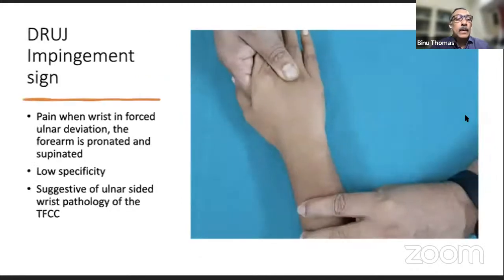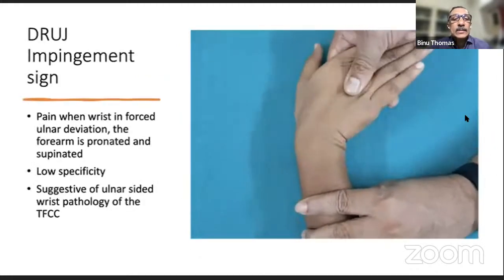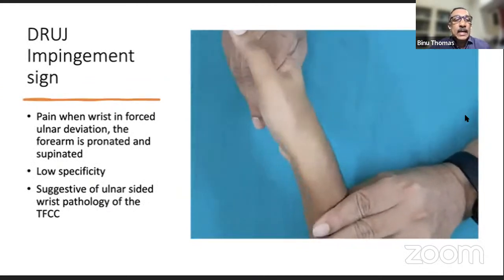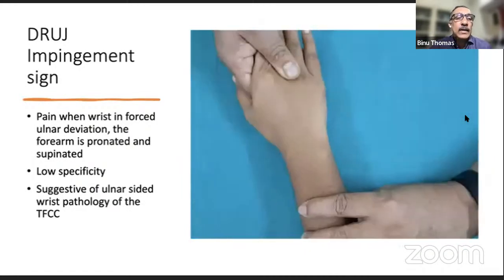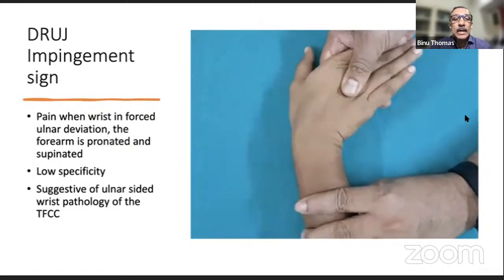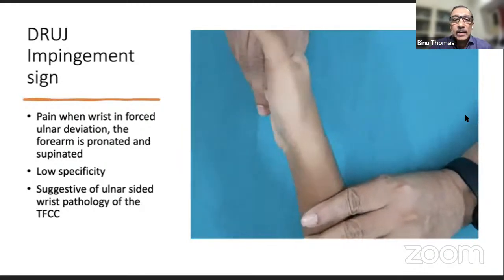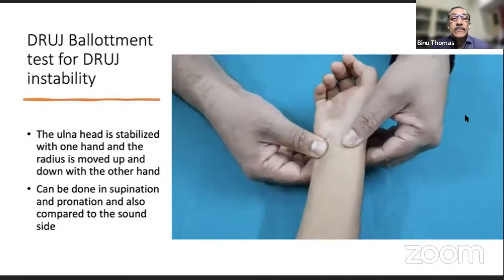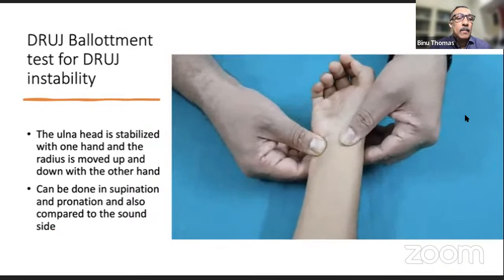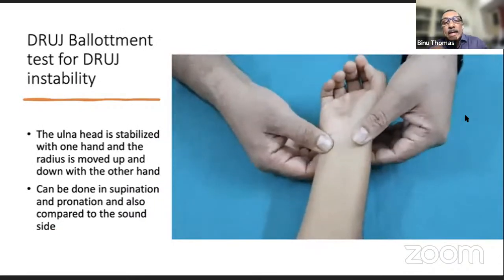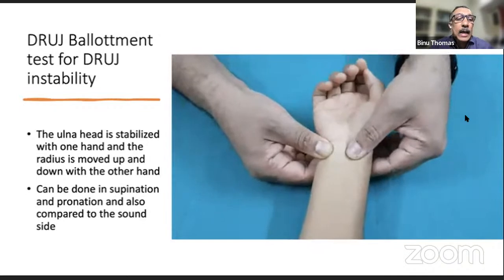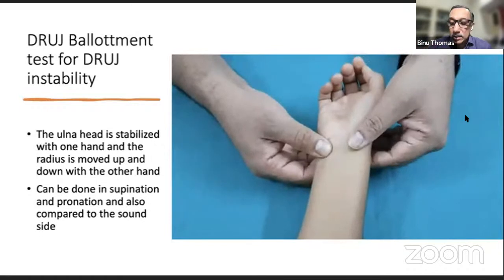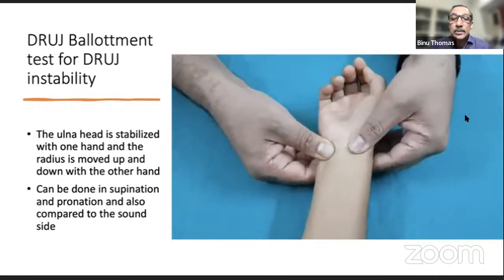Now, the first test you elicit is the DRUJ impingement sign by putting the wrist in forced ulnar deviation. The forearm is pronated and supinated. A positive test just means pain, and it means there is an ulnar-sided pathology. The next one is testing for stability, the ballottement test. You just move the radius up and down. The examiner moves it, and always check it in different positions of the forearm, supination, pronation, and neutral, and compare with the opposite side also.